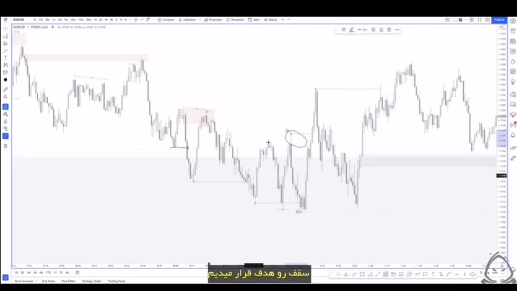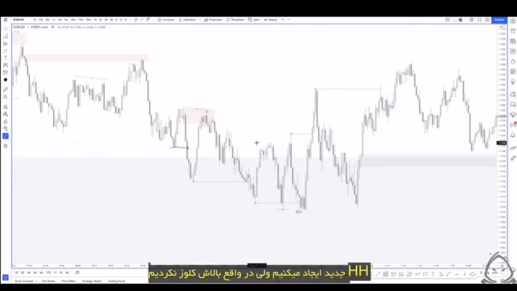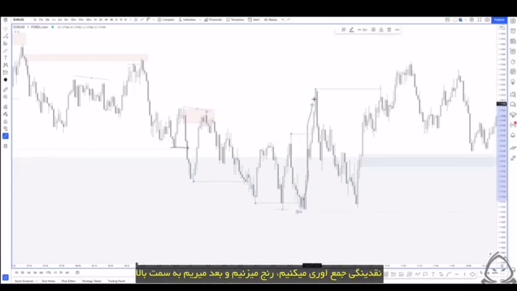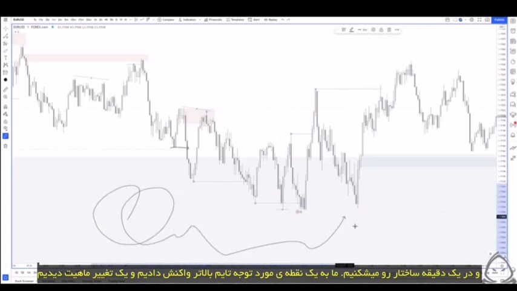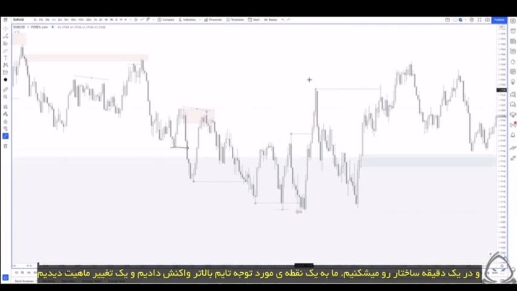We target the high, create a new higher high, but we haven't actually broken and closed above it. And then what we see is price comes down, we sweep the liquidity, we range, and then we move to the upside, breaking structure to the upside on the 1 minute. We've reacted off of a higher time frame point of interest, and we've seen a change of character.